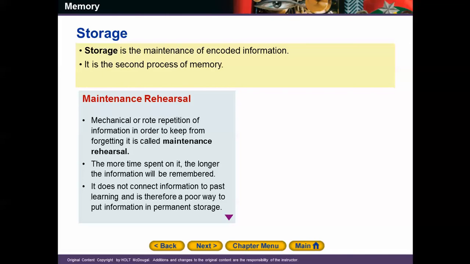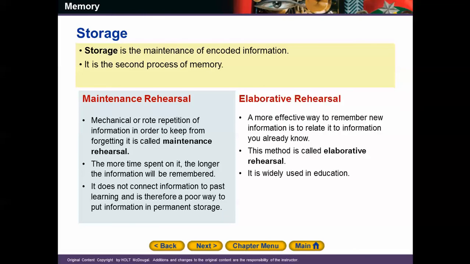Because maintenance rehearsal does not try to make information meaningful by connecting it to past learning, however, it's a relatively poor way to put information in permanent storage. Elaborative rehearsal is a more effective and lasting way to remember new information, and this makes it meaningful by relating it to information you already know pretty well. And this is widely used in education. It's proved to be more effective. It's a method that's better than maintenance rehearsal. So language arts and foreign language teachers recommend elaborative rehearsal when they encourage their students to use new vocabulary words and sentences instead of just repeating the definitions to themselves.